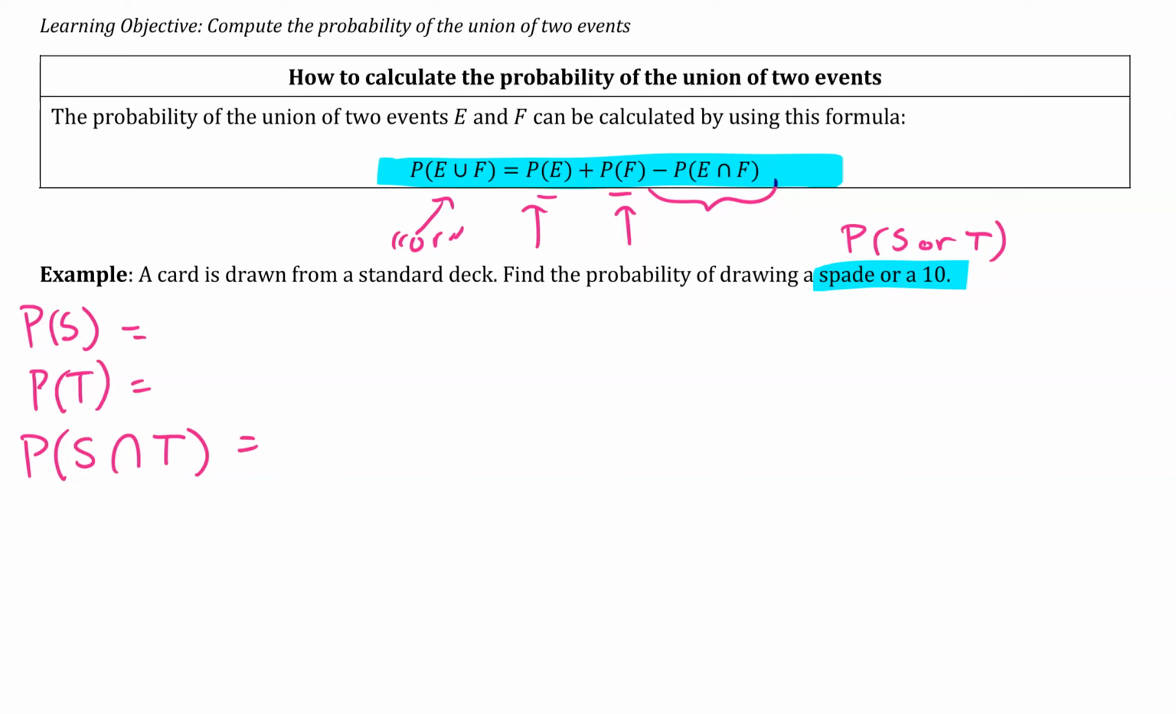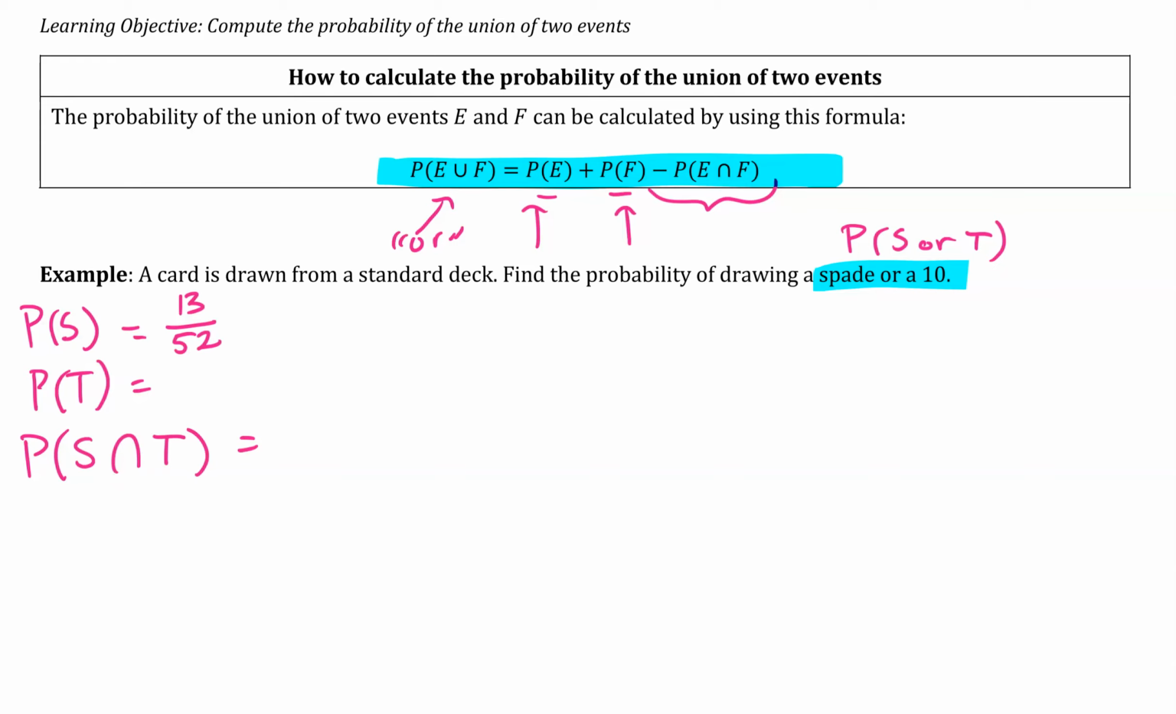So from a standard deck of 52 cards, what's the probability that we draw a spade? Well, spade is one of our 4 suits of cards, and there are 13 of each of those, so it is 13 over 52. And I'm not going to simplify it for now. Now, you can if you would like.